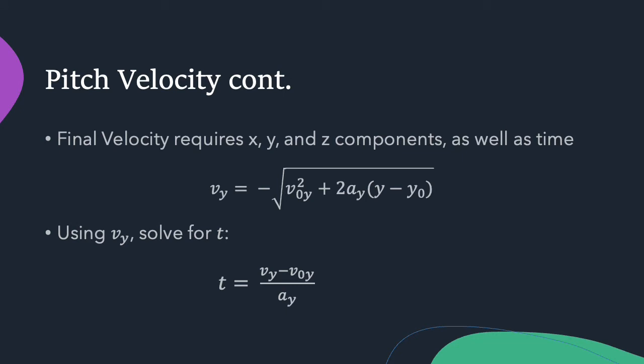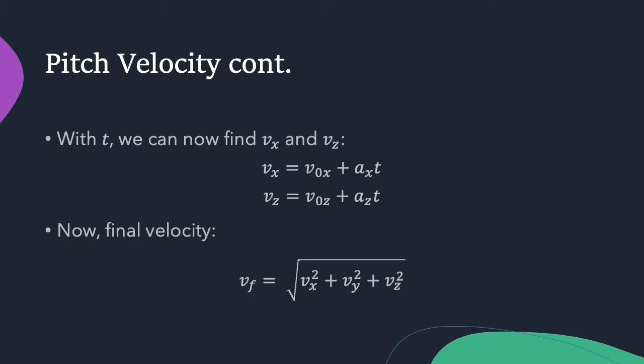In order to find final velocity, we will need an x, y, and z component of velocity, as well as the time component. We can start with the y component of the velocity, which is defined by the first equation shown here, in which the initial velocity in the y, the acceleration in the y, and the initial and final position of y are all given by Statcast technology. Once we have v sub y, we are able to solve for t, defined by the second equation shown here.